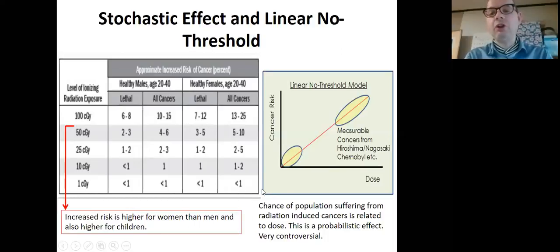Now, the important thing is this is called a linear no threshold model. And this is what I just kind of described briefly. This is a model that tries to associate a risk with a dose over a population. So we have data, we have an increased cancer risk according to a high dose, which I show up here, which is measurable from cancers from Hiroshima, Nagasaki, Chernobyl, etc. We know generally that you can assume that at 0 dose, you get 0 cancer risk. But we don't know what's happening in this region here.